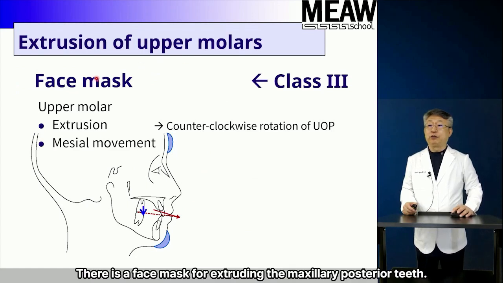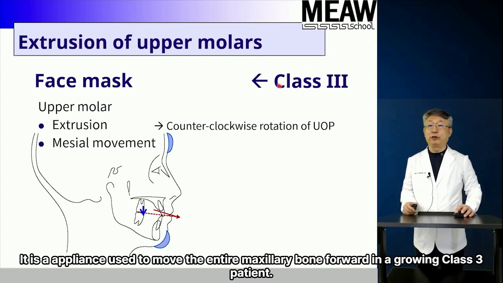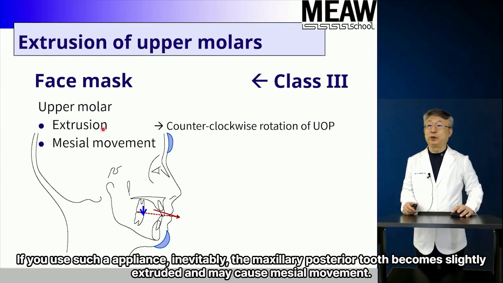There is a face mask for extruding the maxillary posterior teeth. It is an appliance used to move the entire maxillary bone forward in a growing Class 3 patient. If you use such an appliance, inevitably, the maxillary posterior tooth becomes slightly extruded and may cause mesial movement.